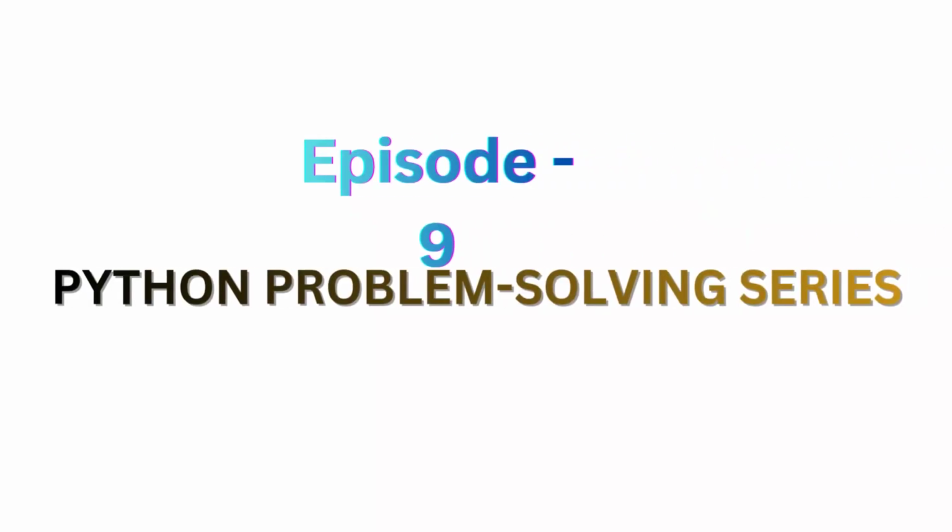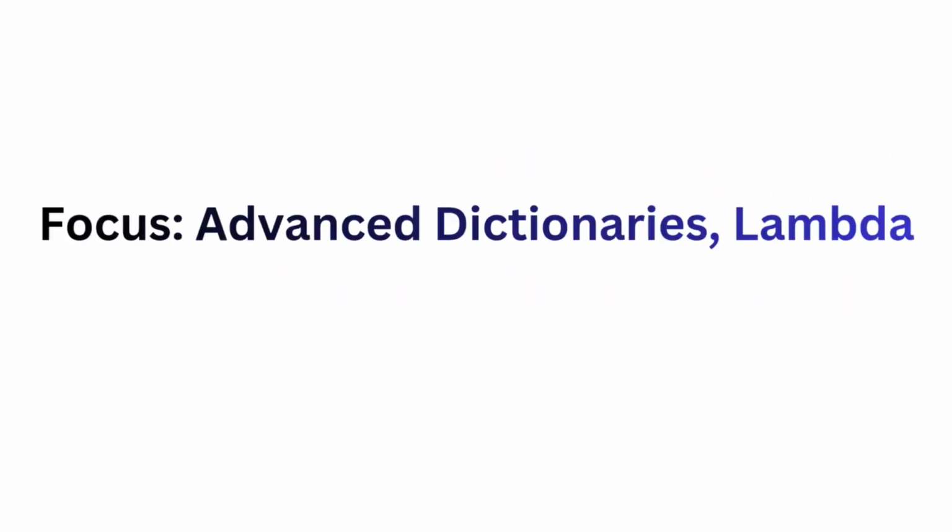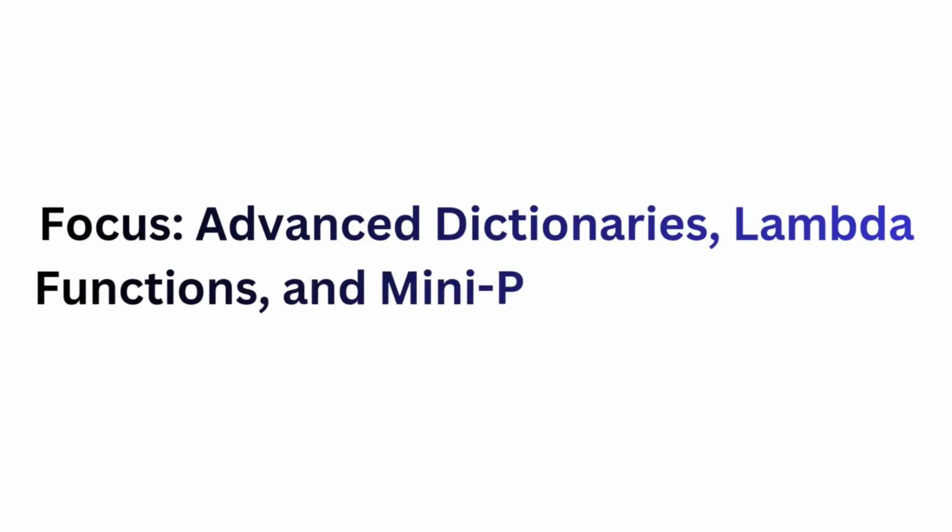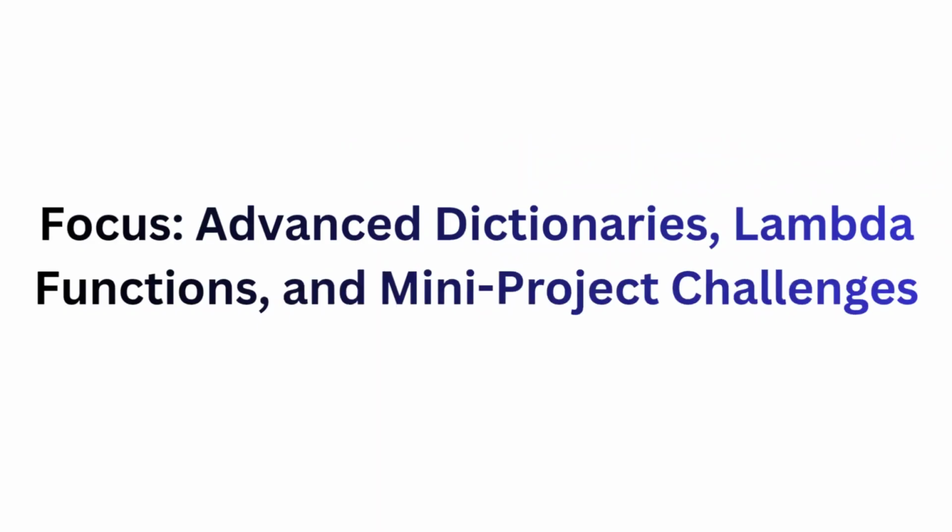Hello everyone, this is episode 9 of the Python problem solving series where we will solve 10 Python problems involving dictionaries, lambda functions and real-world mini project logic. These problems are great for coding interviews and practical projects. Let's get started. Question number 1 is count frequency of each character.